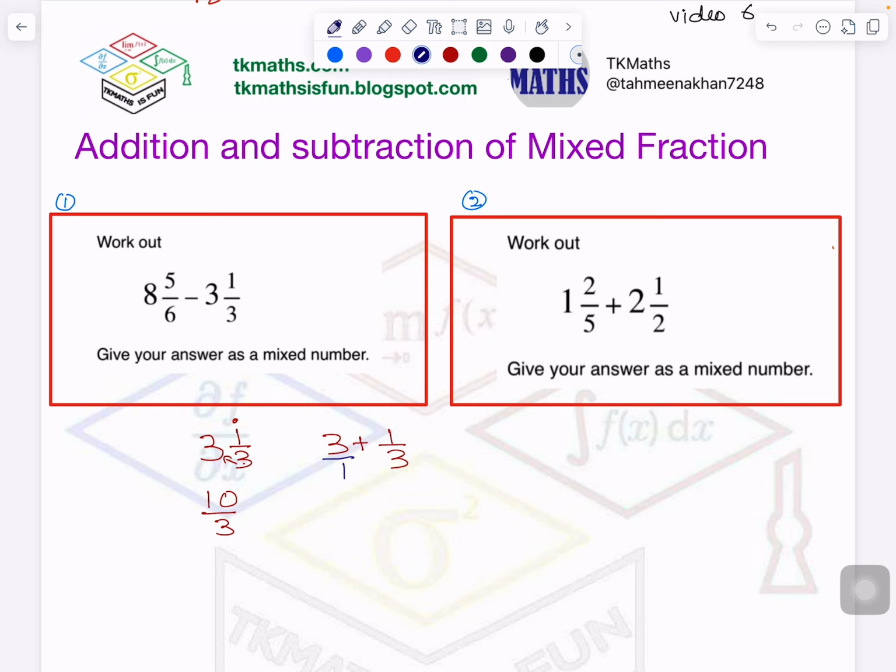So when we are adding fractions, the denominators need to be the same. We have seen that in the previous videos. Link is given in the description below. 3 3s are 9, 3 1s are 3, plus 1 over 3. Denominators are the same, so you can add the numerators. 9 plus 1 is 10. So you got the same answer.